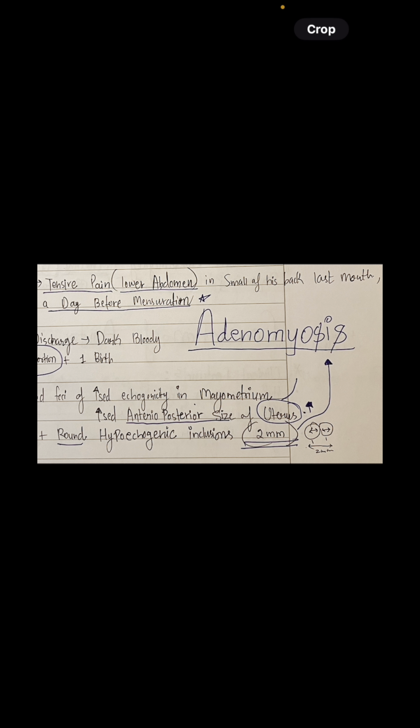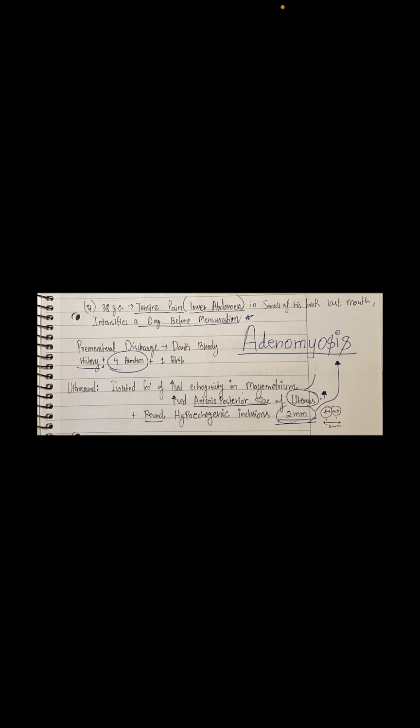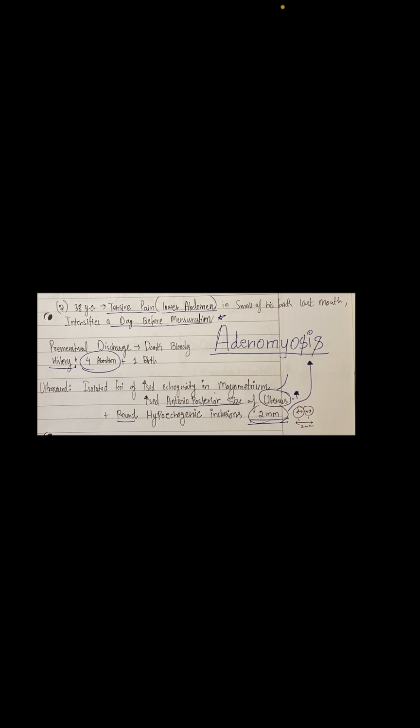Increased anteroposterior size of the uterus, round hypoechogenic inclusions 2 centimeters. So what are those inclusions? They are simply the endometrial cells which were supposed to grow on the inner lining of the uterus, now growing inside the muscular layer, the myometrium. So I hope this is clear. Let's go to the next patient.